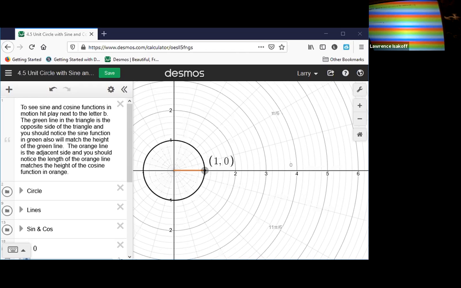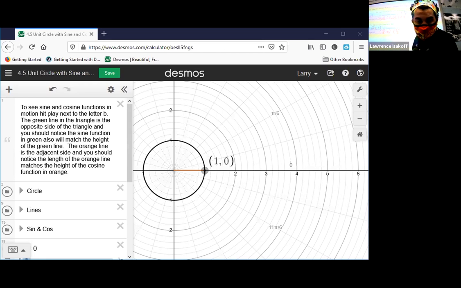Sketch the basic function. Before we actually sketch it out together, we're going to look at it on Desmos.